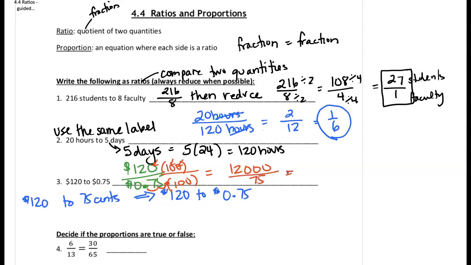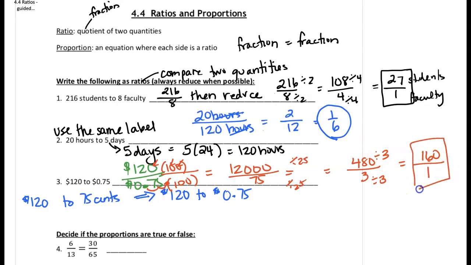And then we can keep reducing. Both of these are divisible by 25. I'm going to divide by 25. 12,000 divided by 25 is 480, and 75 divided by 25 is 3. It looks like I can divide a little bit more. Notice that I have not reduced all in one step. You can take as many steps as you need to reduce to the most simplified form. So let me divide both numerator and denominator by 3. 480 divided by 3 is 160, and our denominator is 1.